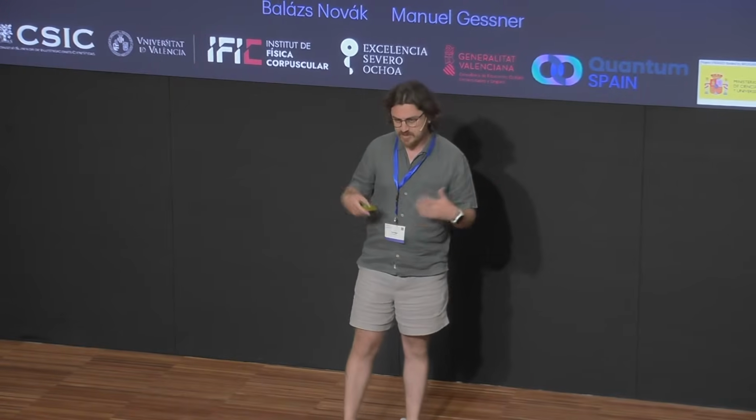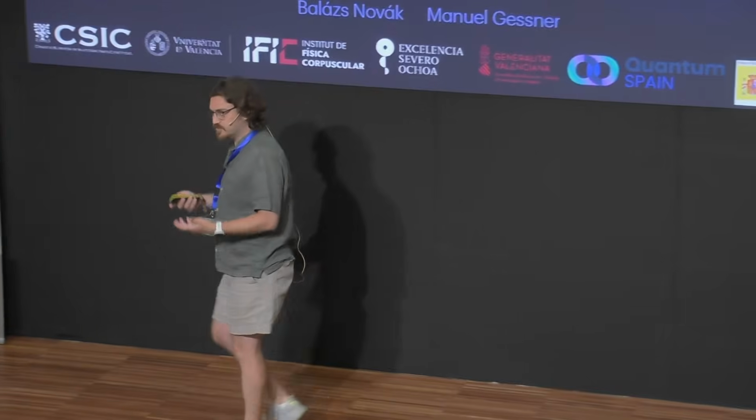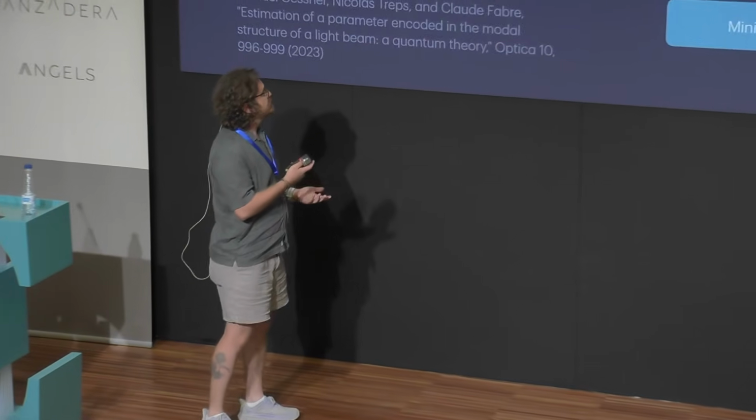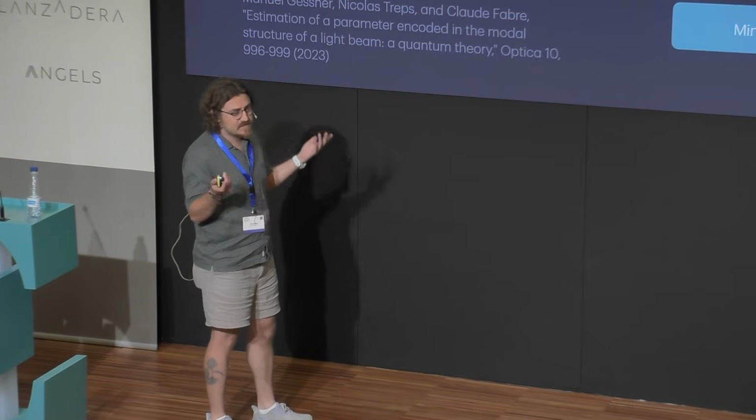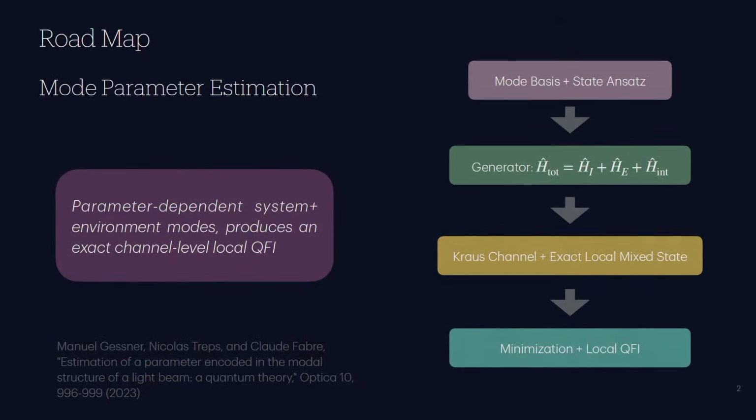For this, we need to create the model from scratch. What are we thinking of? We have this mode basis, and we have the state, and we have this generator. This means that I have the system, some modes that I can access, and I have the environment, some modes that I cannot access. There is also an interaction between them. And from that, I will show the way to calculate the quantum Fisher information.